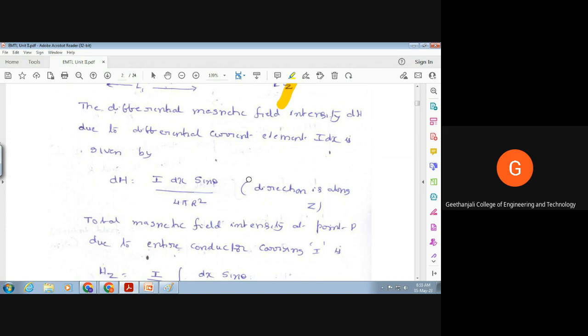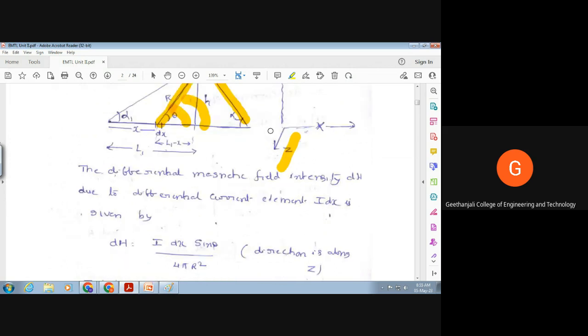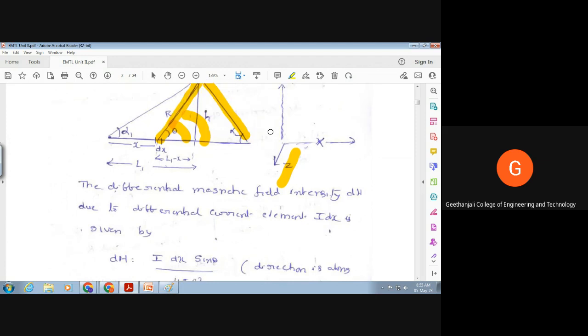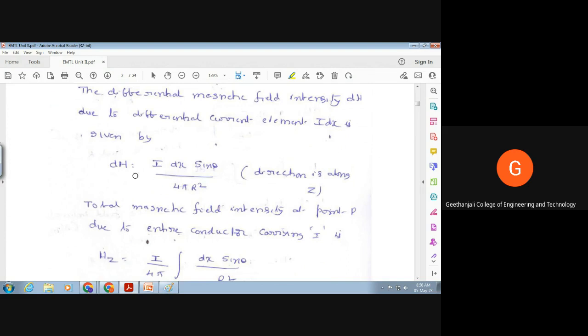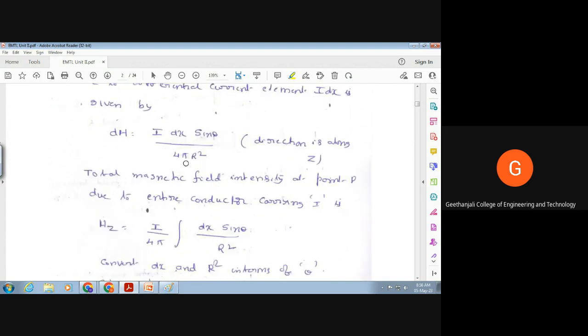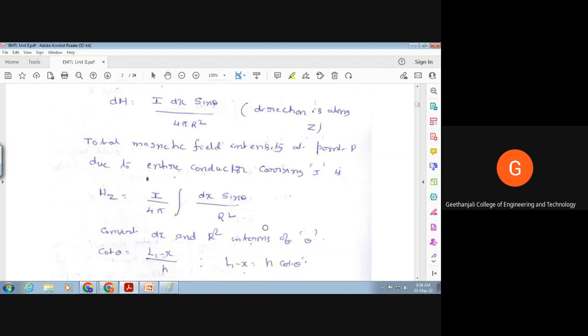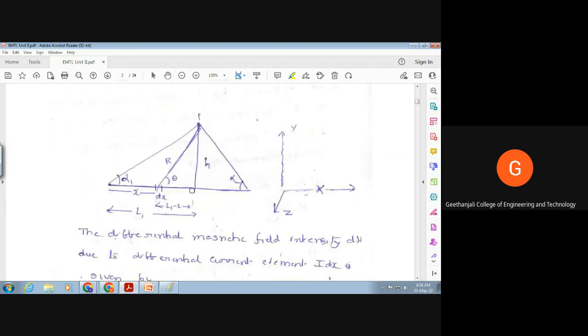So if this is the differential magnetic field intensity at point P because of the differential current element I dx, what is the total magnetic field intensity? I need to integrate this expression. So integral dHz is equal to Hz is equal to I by 4 pi integral dx sin theta by r square. When you integrate this expression, I have to go from one end to the other end of the conductor. When you go from one end to the other, you can see that x is variable, theta is variable, r is also variable.